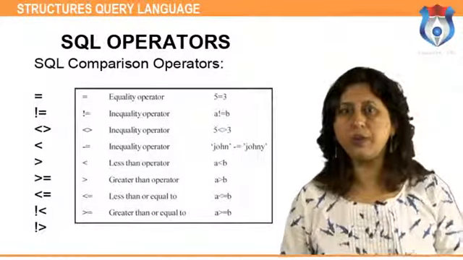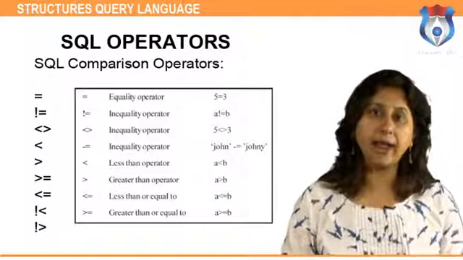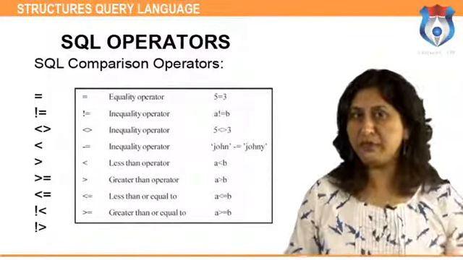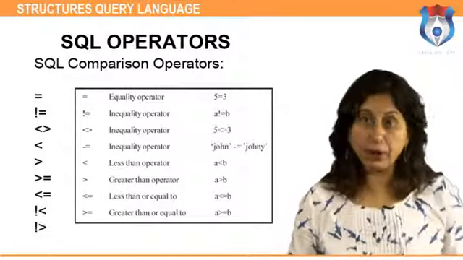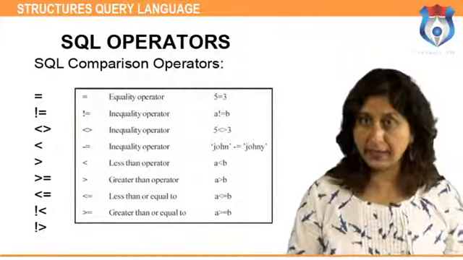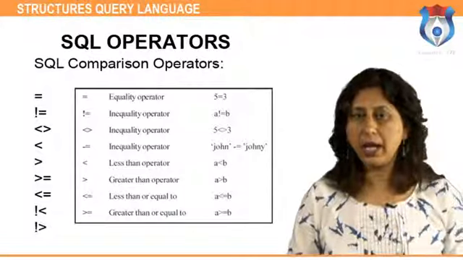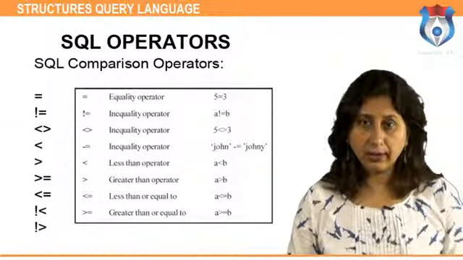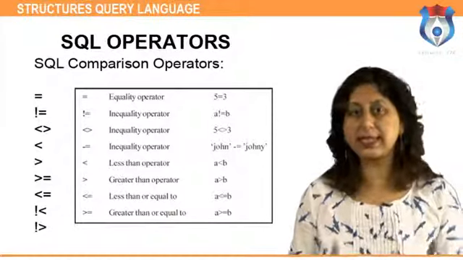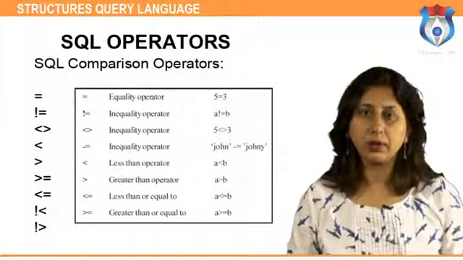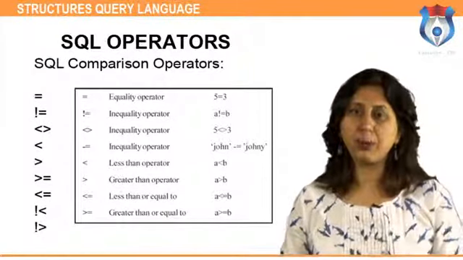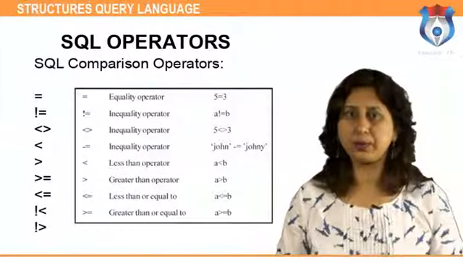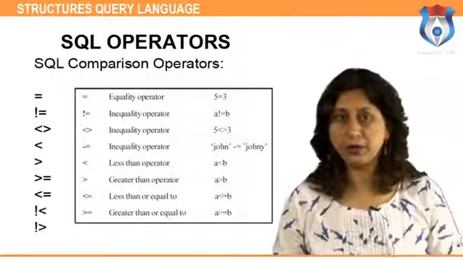Just assume variable A holds 10 and variable B holds 20. Then, checks if the values of two operands are equal or not. If yes, then condition becomes true. Checks if the values of two operands are equal or not. If values are not equal, then condition becomes true. Checks if the values of two operands are equal or not. If values are not equal, then condition becomes true.